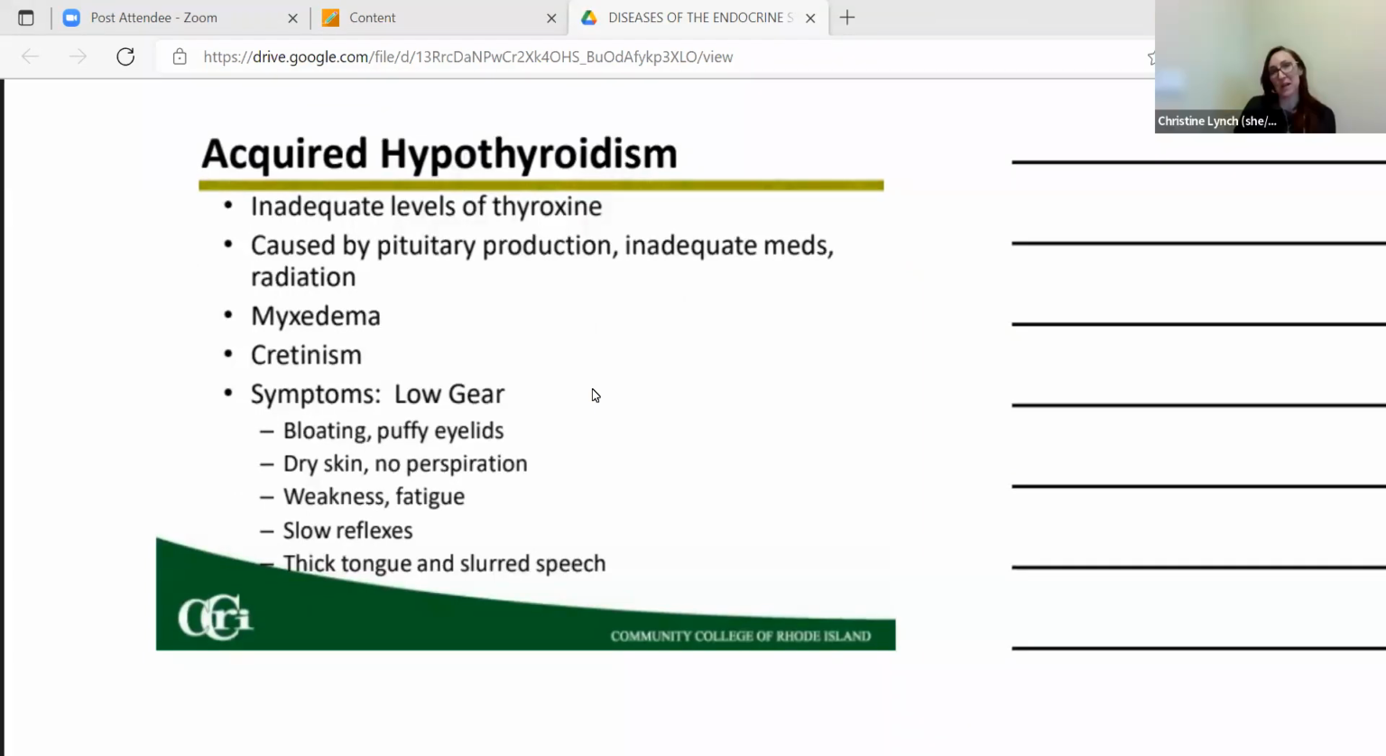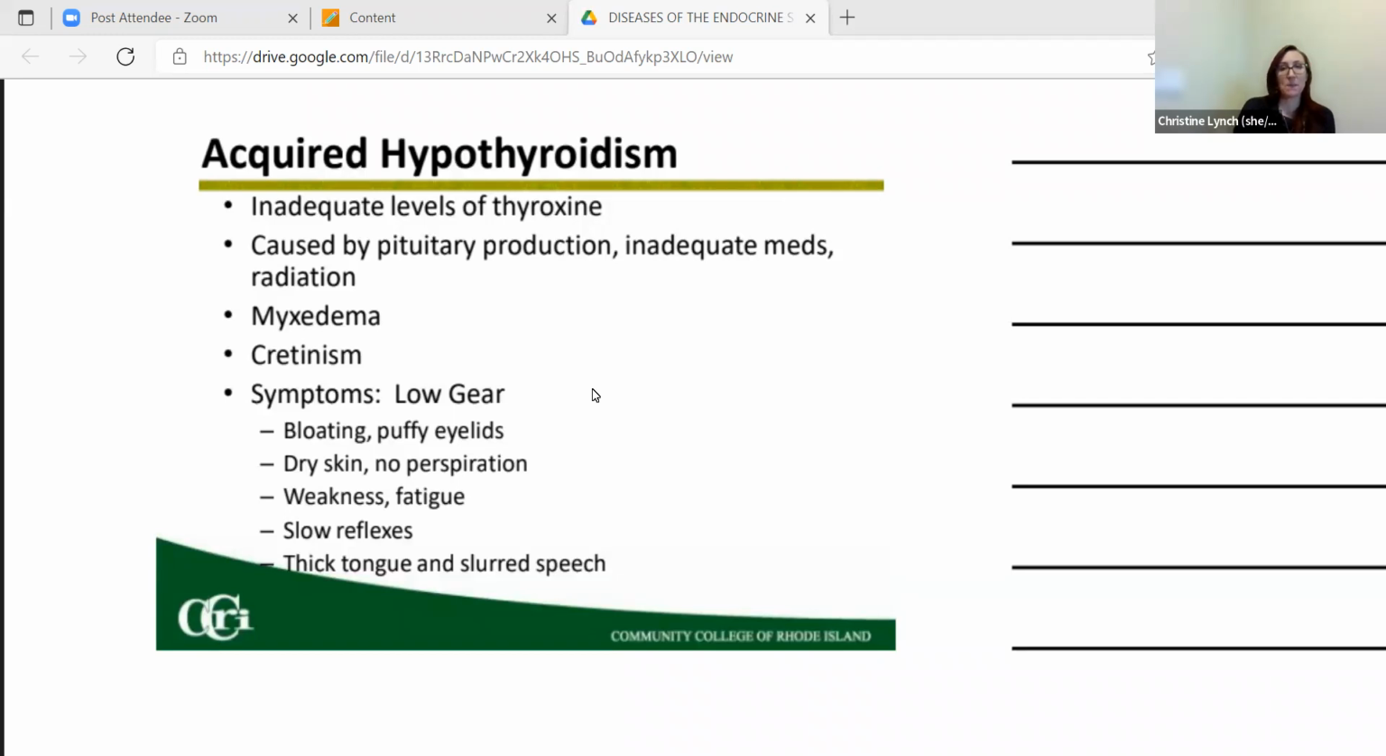Okay. And then we have acquired hypothyroidism. So hypothyroidism is caused by inadequate levels of thyroxine, and that can result from poor pituitary production or secretion of thyroid stimulating hormone. And it's inadequate medications to control hypothyroidism, especially after removal of the thyroid and radiation to the thyroid. So the acquired form is called, oh, is this the one where you were wondering how to pronounce it? Myxedema. Yeah, myxedema.